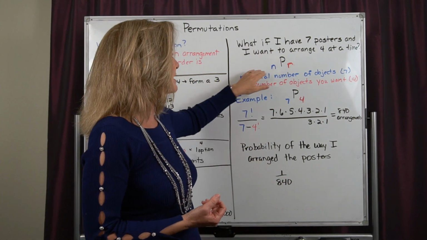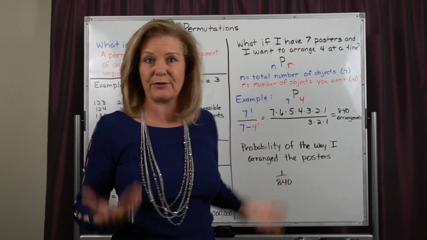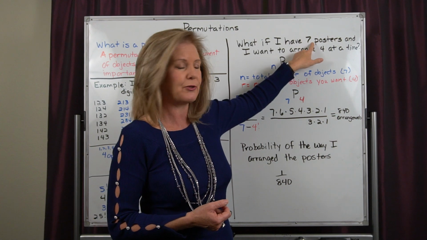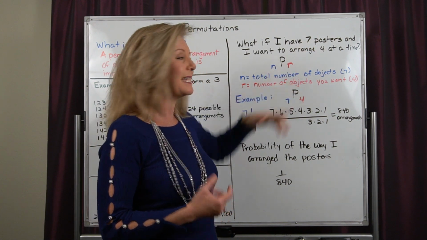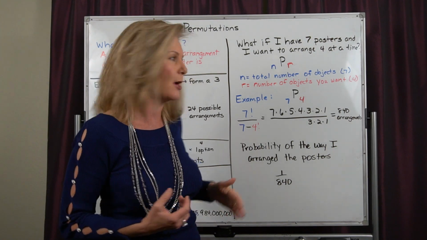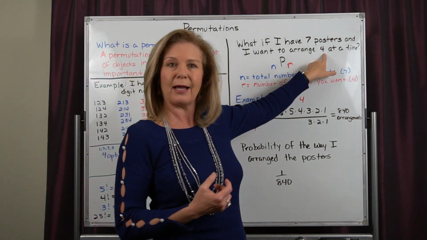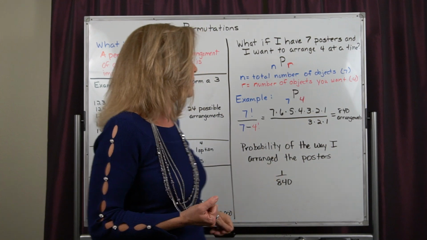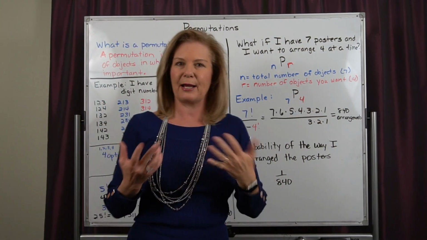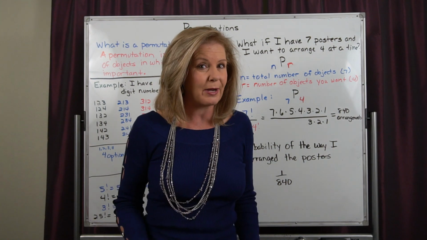Well, the n is the total number of objects that I have to choose from. So in this example, I have 7 posters to choose from. The r is the number that I'm actually going to choose, or the number that I want. And in this example, I want to use 4 posters. So I would write this as 7P4. Now, what does that mean? Well, it creates an equation for us.